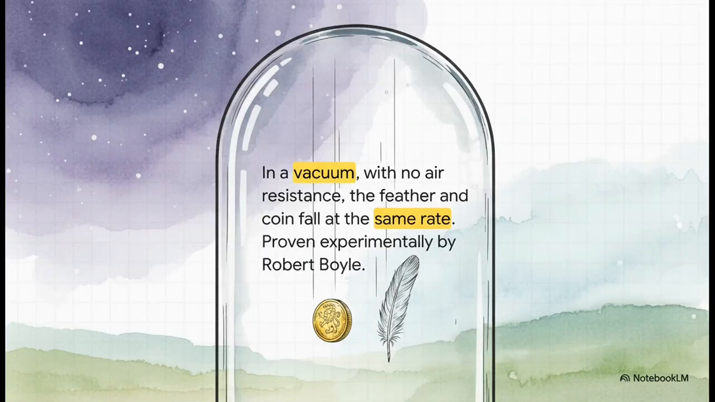But here's where it gets really cool. What if you get rid of the air? If you put that coin and that feather in a vacuum chamber and drop them, they fall in perfect sync. They hit the bottom at the exact same instant. And that proves something incredible. Gravity is pulling on both of them in the exact same way, regardless of how much they weigh. And this perfect, idealized motion, well, it has a special name.